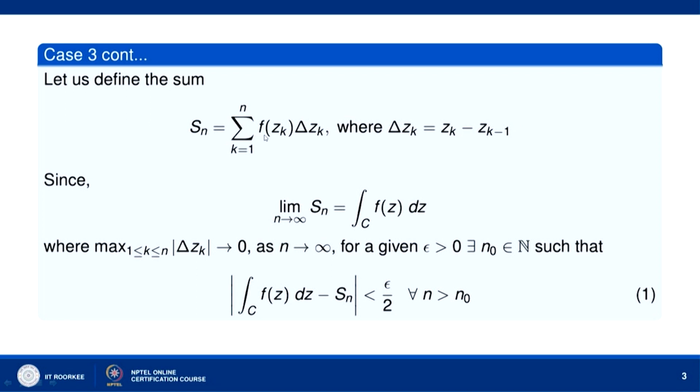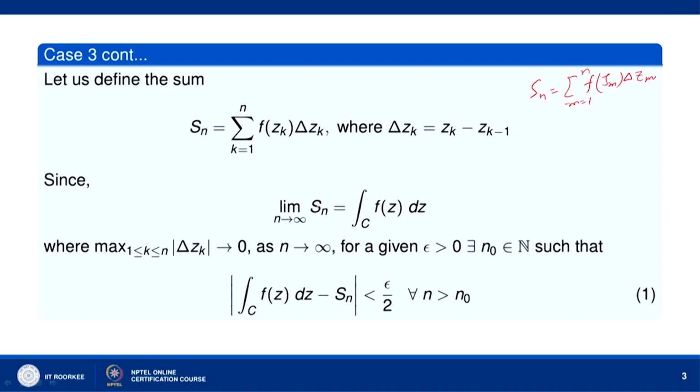Earlier, when we defined the integral over C of f(z) dz as the limit of a sum, we had written Sn equal to the sum from m equal to 1 to n of f(zeta m) delta zm. As we had seen earlier, zeta m can be chosen arbitrarily on the arc of the curve joining z(m-1) to zm, so that zeta m is chosen as zm here. So let us define Sn equal to the sum from k equal to 1 to n of f(zk) delta zk, where delta zk is zk minus z(k-1).